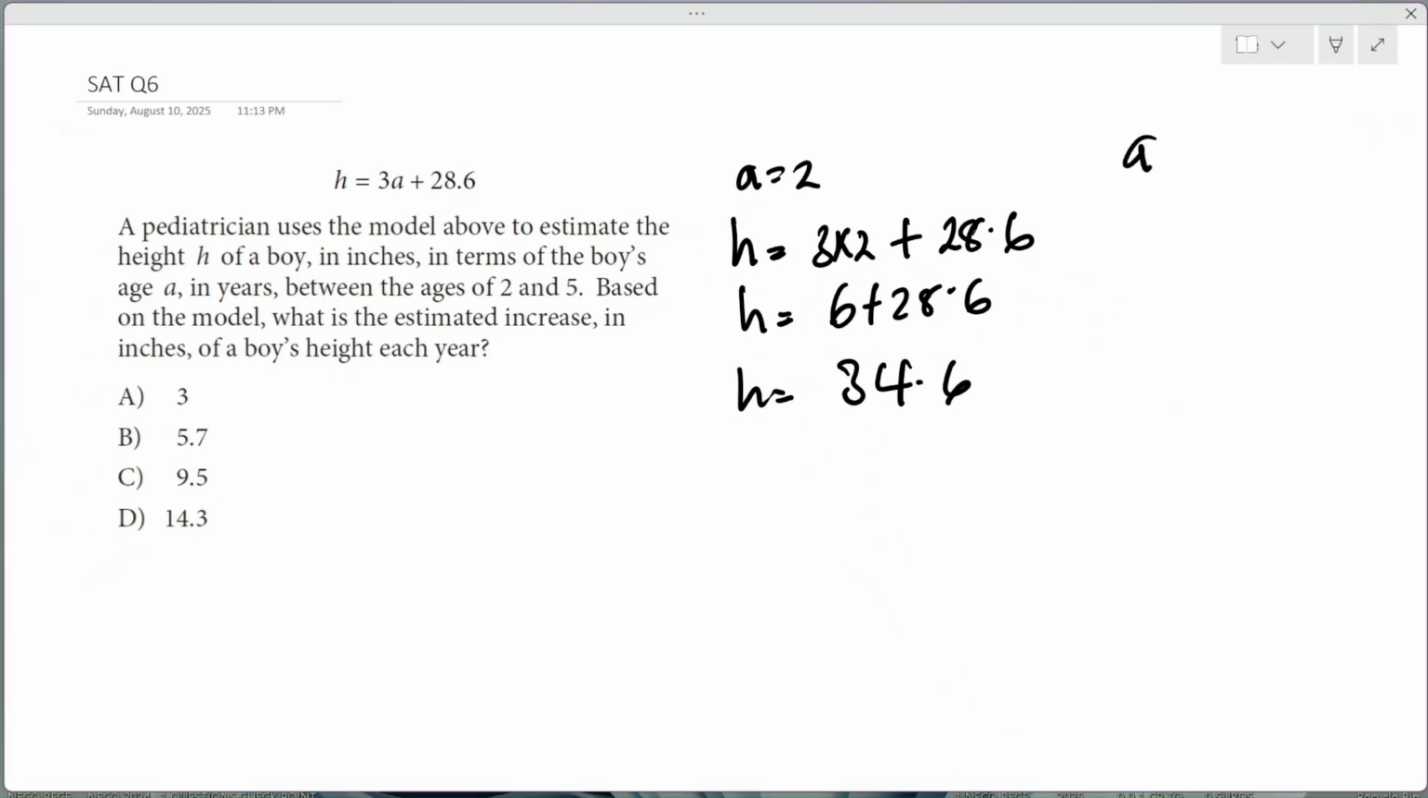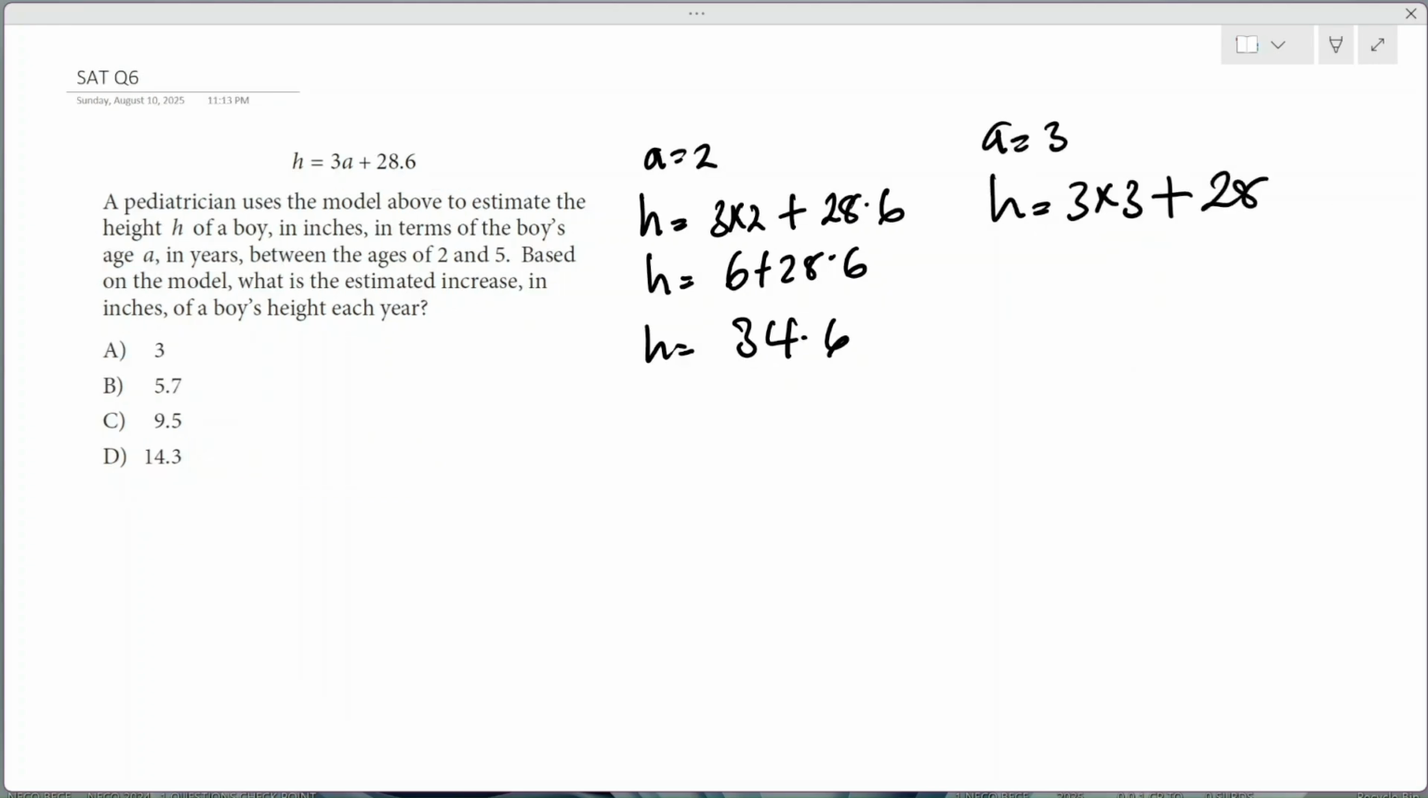Let's take a equals 3. You have h equals 3 times 3 plus 28.6. You just change your a and you're trying to find your h. So you have h equals 3 times 3 is 9, plus 28.6. h equals 9 plus 28.6 is 37.6.